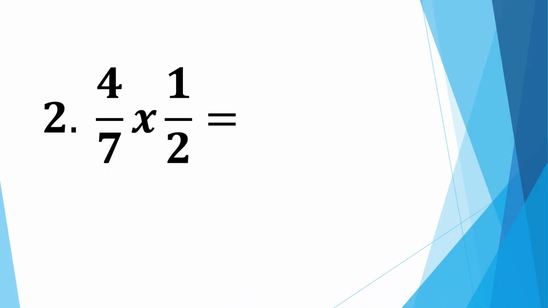Number 2, 4 over 7 times 1 over 2. So step 1, let us multiply the numerators. 4 times 1 is equal to 4. Step 2, multiply the denominators. 7 times 2 is equal to 14. Then step 3, reduce or simplify into lowest term. So how are we going to simplify 4 over 14?